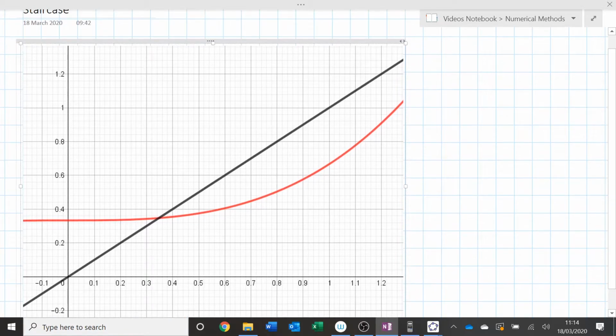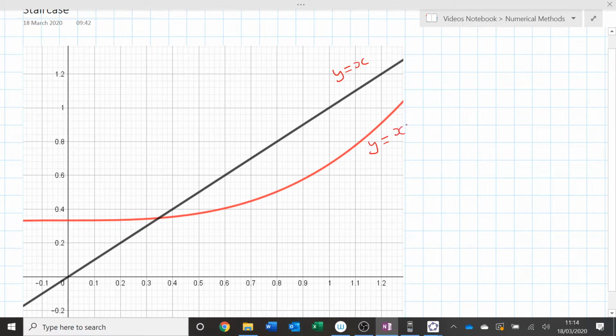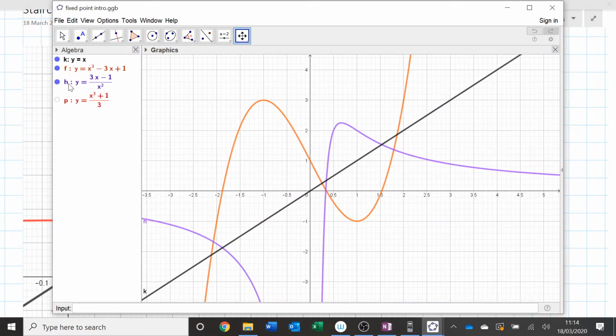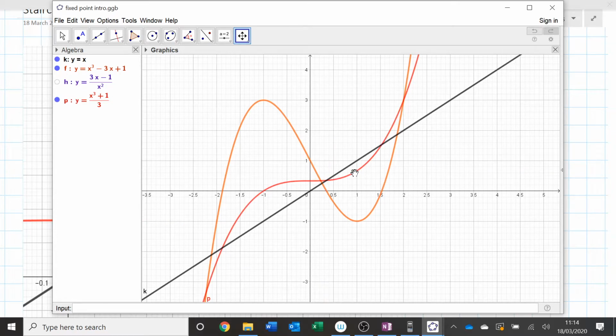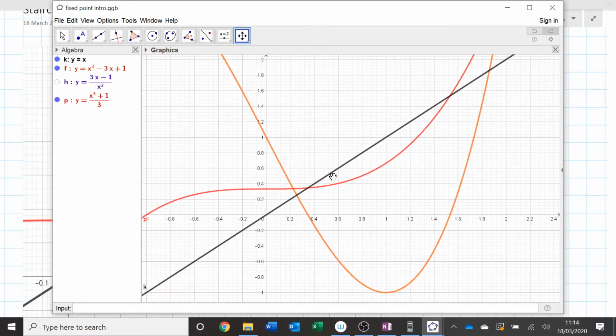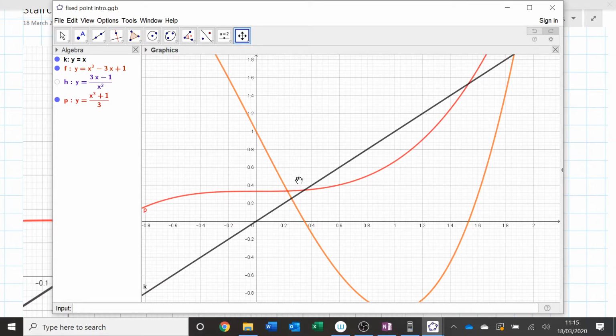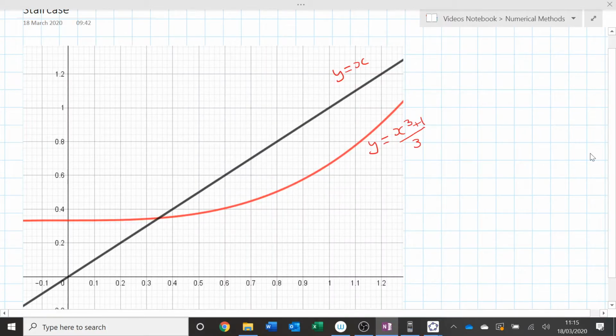So on the screen now, I have a little picture of a zoom in of the line y equals x and the line y equals x cubed plus 1 over 3. I'm just going to show you that that is really what I've got there. So what I've done is I've zoomed in to this section here. I've actually turned off the other graph, but we know that there will be a root underneath it. So I've got this picture here.